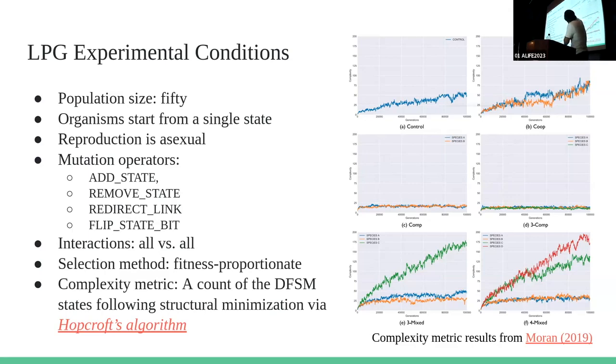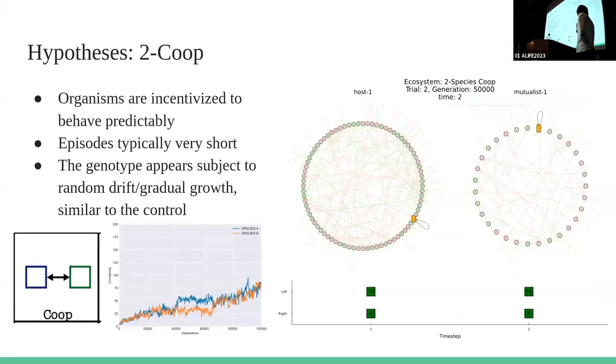You can see the control group has a gradual growth. Cooperative group, 2 species cooperative, is similar, whereas the competitive group is more of a flat line. We're also going to be looking at the 3 species mixed, which was proposed to have open-ended tendencies, especially in the mutualistic group, which we'll be looking at in more detail in a minute.